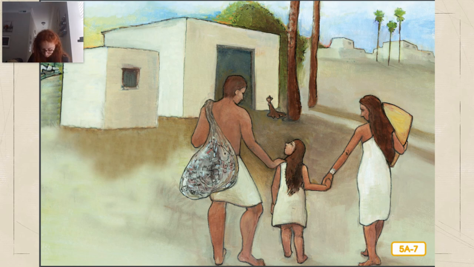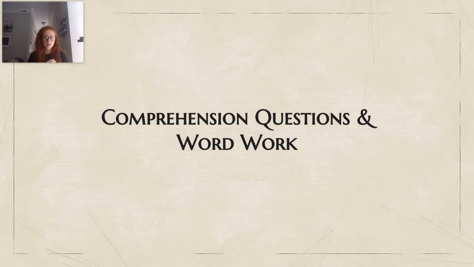That night, exhausted from a day at the market, they made their way back to their little house made of mud bricks at the end of the village. All right, guys, that's the end of that story. So if you need to hop up and grab a wiggle break or a snack, go ahead and do that and then come back for our questions.